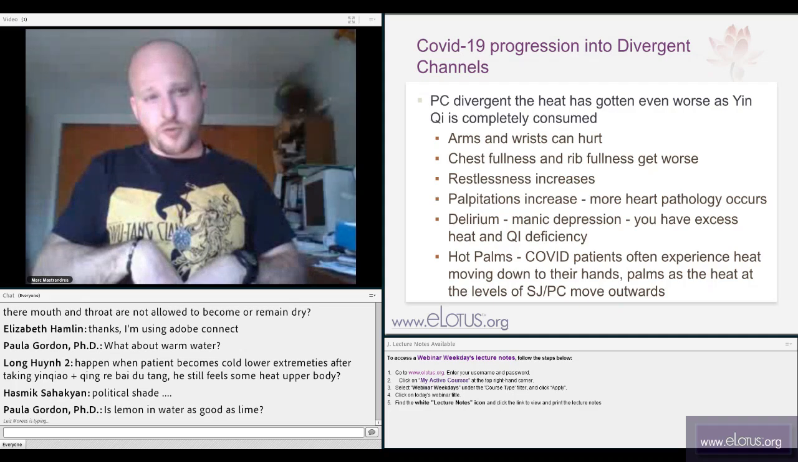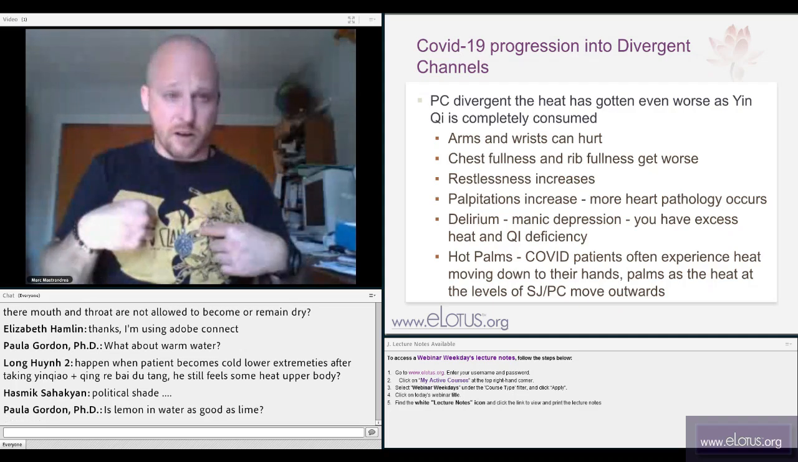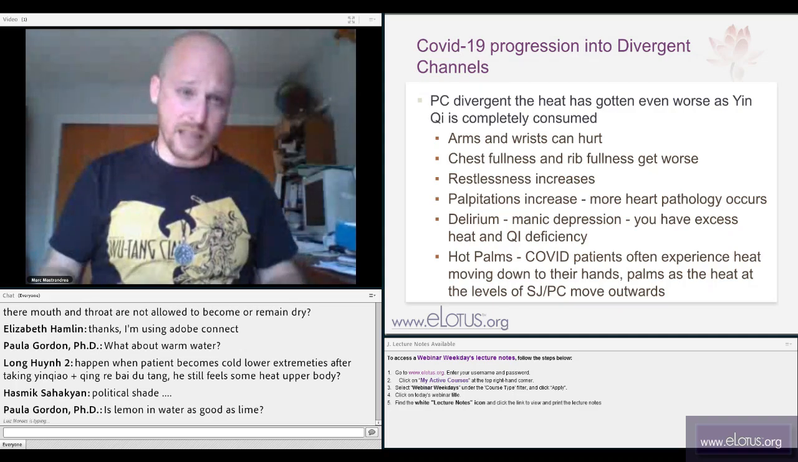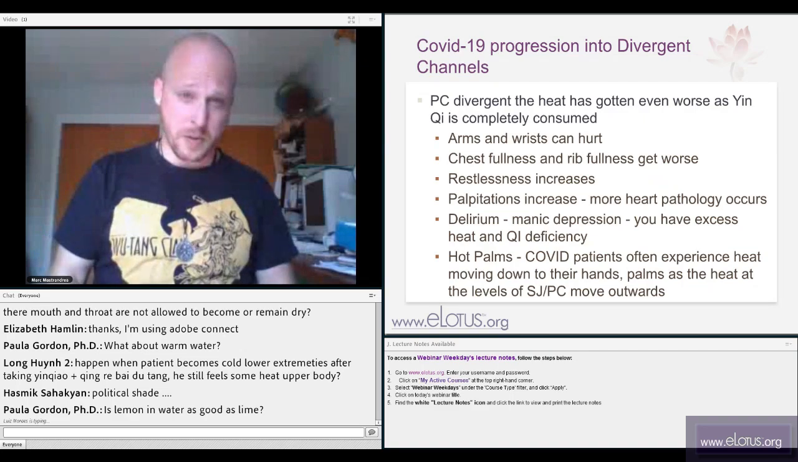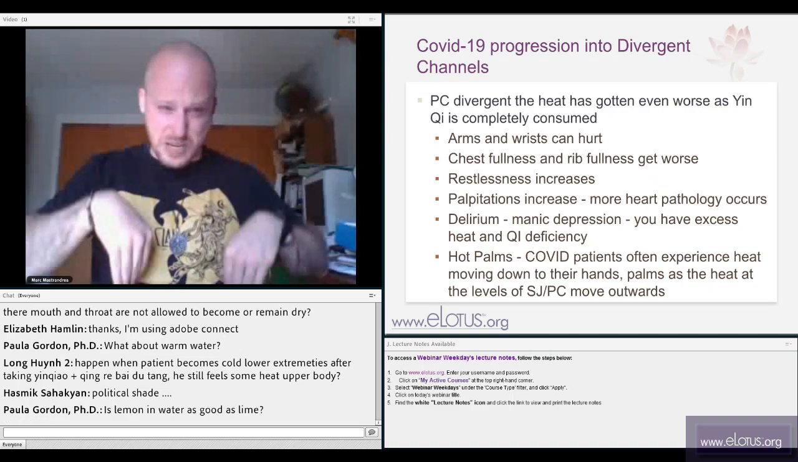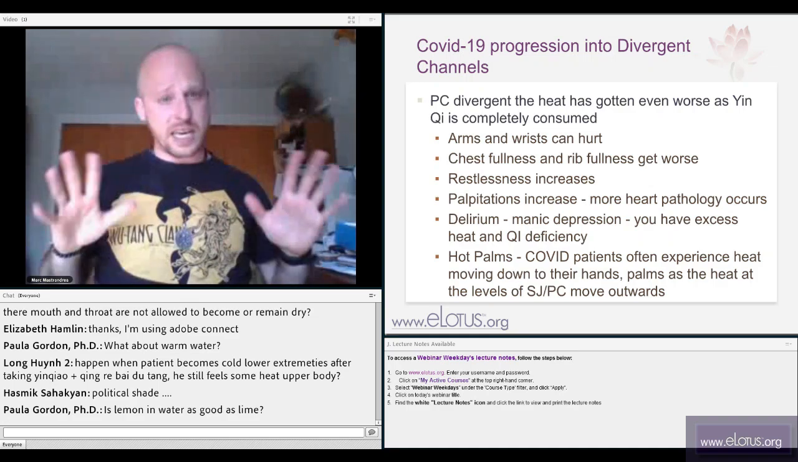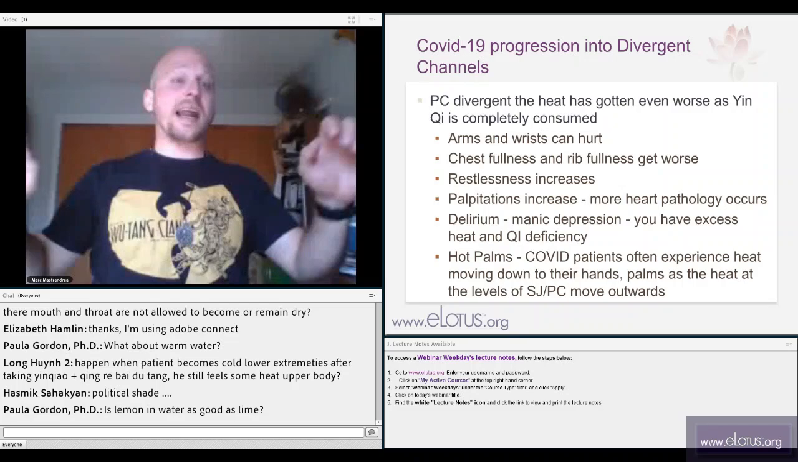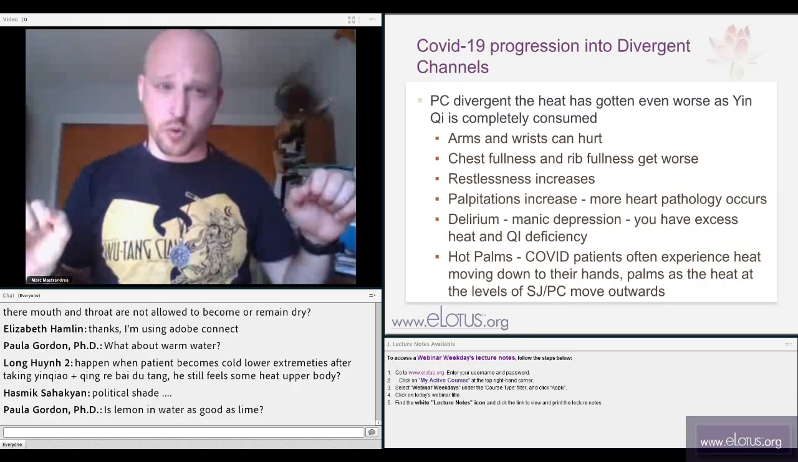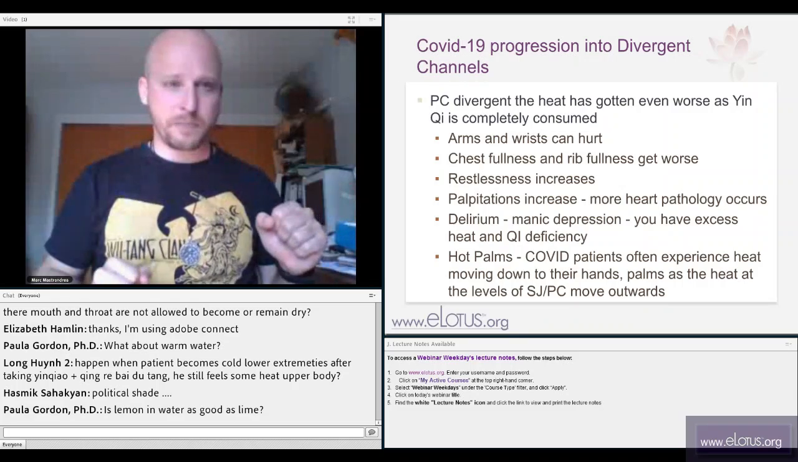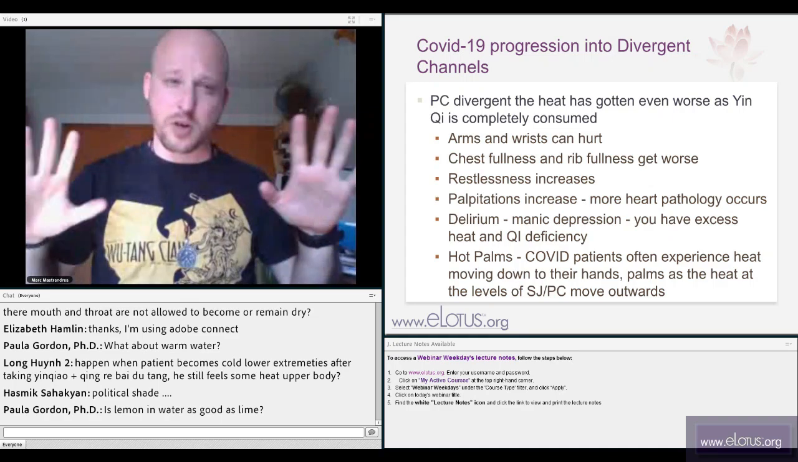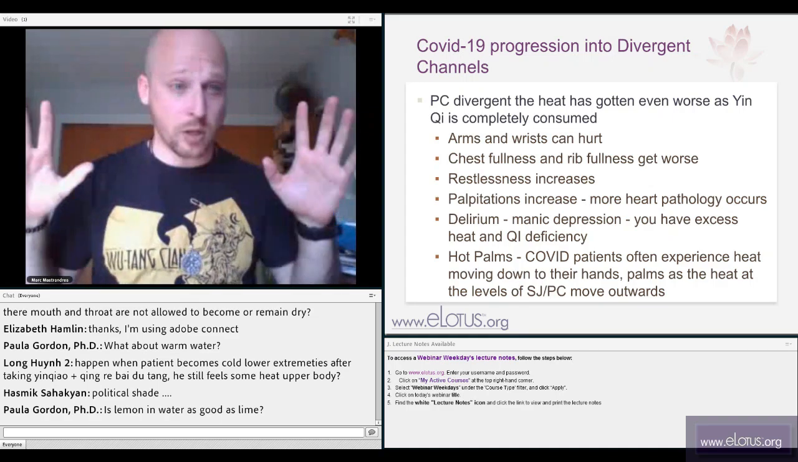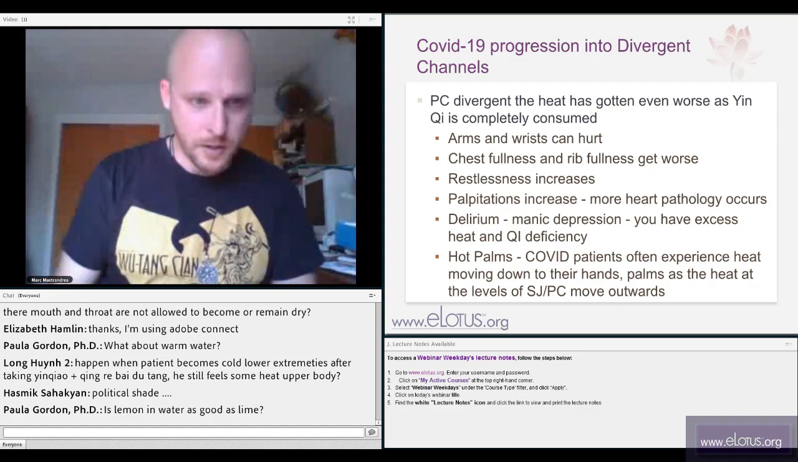The last place they want it to move now, because it's moved all over and it's getting into the zangfu, they want to keep it from the bowels. That's the last place they want it, because the bowels are deep inside the body. So if that heat gets to the hands, it's being pushed out to the hands to get it out of the body. Remember, this is a last resort. They know they're failing their mission, but they're trying to do whatever they can to just keep you alive as long as possible. That's the whole point here.